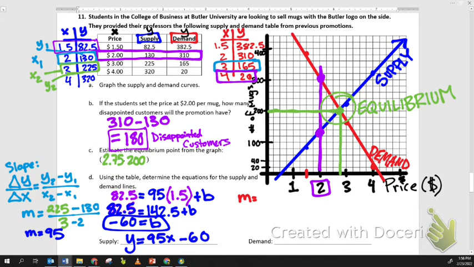I would just plug those in. I have 20 minus 165 over 4 minus 3. And 20 minus 165 will give me negative 145. So my slope is negative 145.